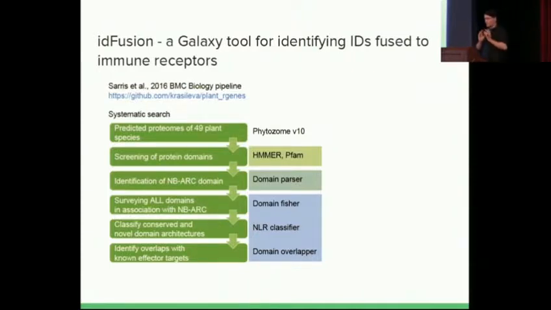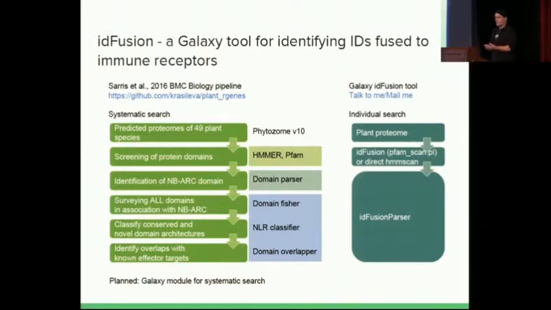As I mentioned, this is a Perl script collection, and it was developed for this systematic analysis, but we wanted to provide this to scientists who want to see whether these integrated domains are present in their plants, which we did not cover. And so we built a Galaxy workflow for that with a couple of customized tools.